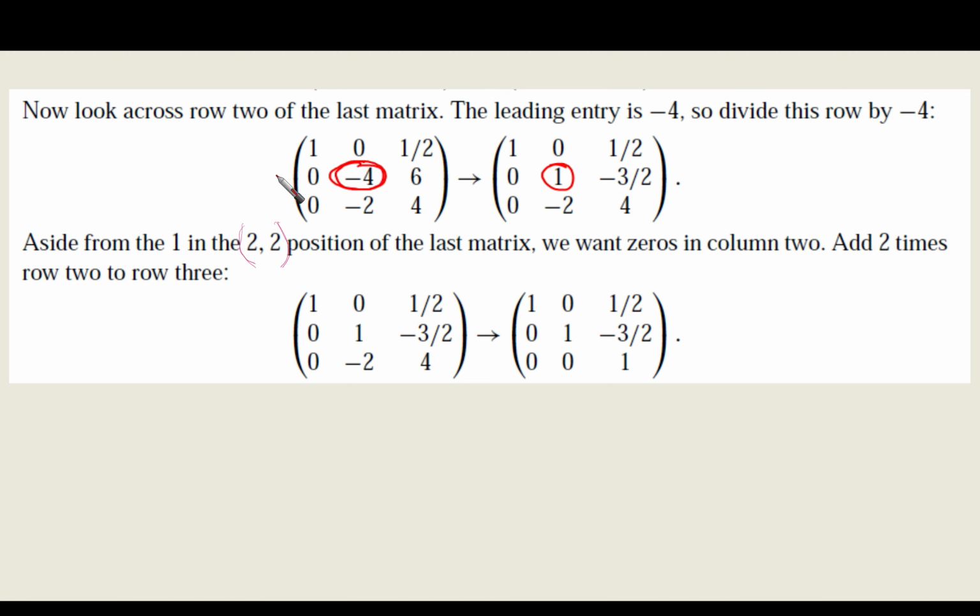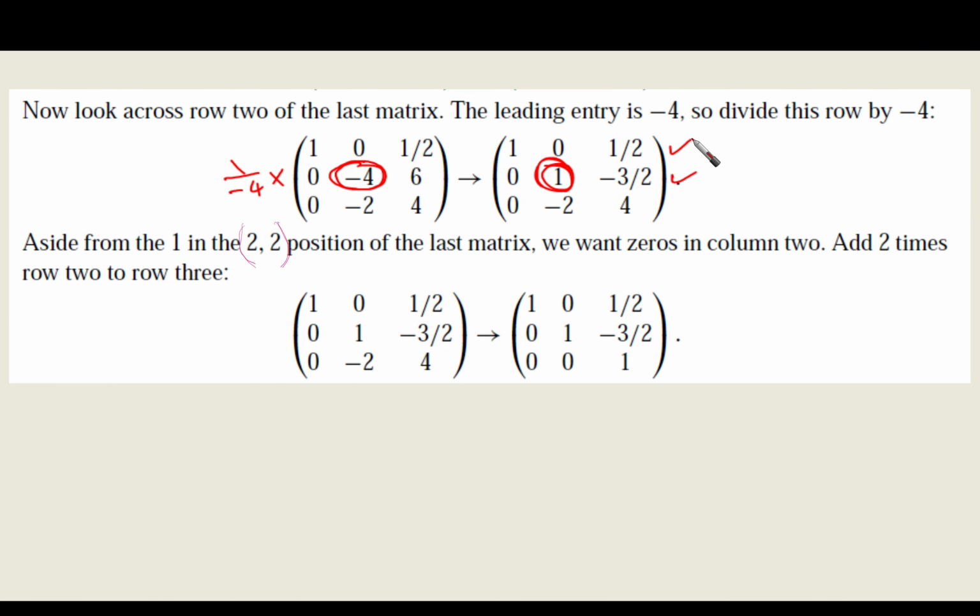So simply we are going to multiply by 1 over minus 4. So it would give us 1 here. Minus 4 times 1 over minus 4 is going to give us 1. Of course, 0 will be the same. Minus 4 times 1 over minus 4 is 1. And 6 times 1 over minus 4 would give us minus 3 over 2. Okay, so now the second row qualifies to be in reduced form.